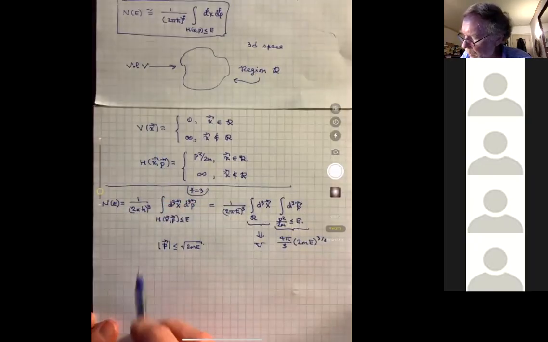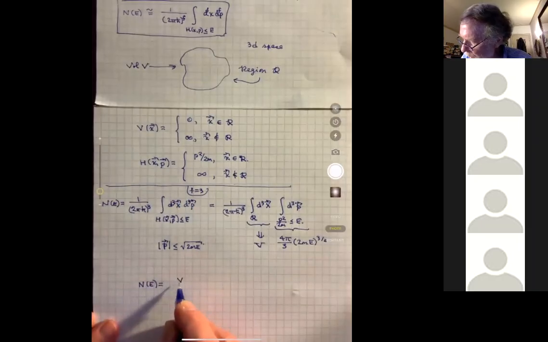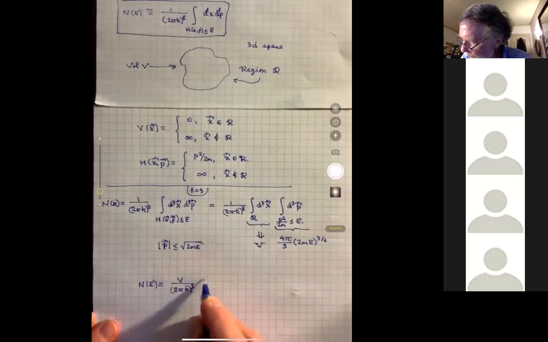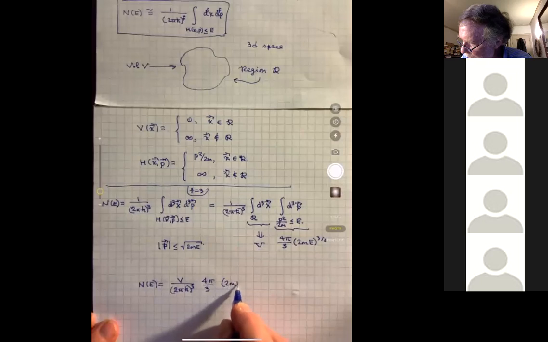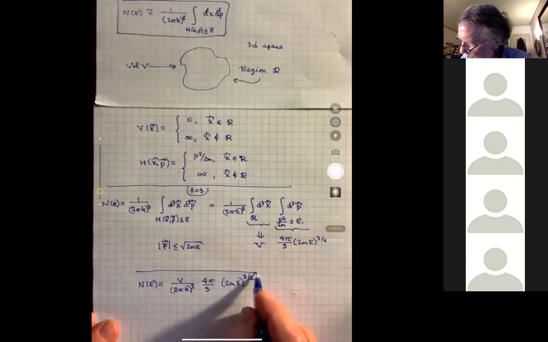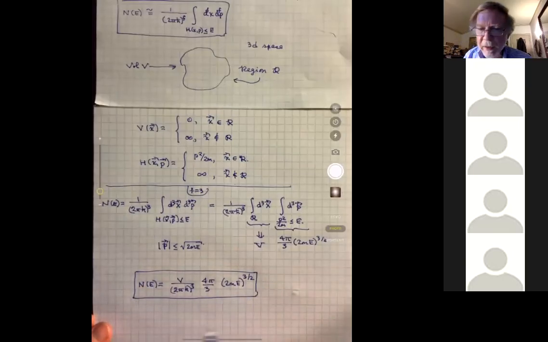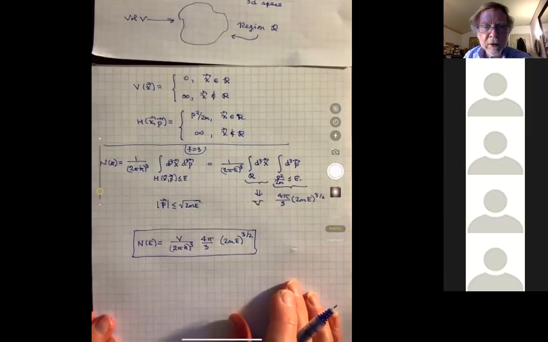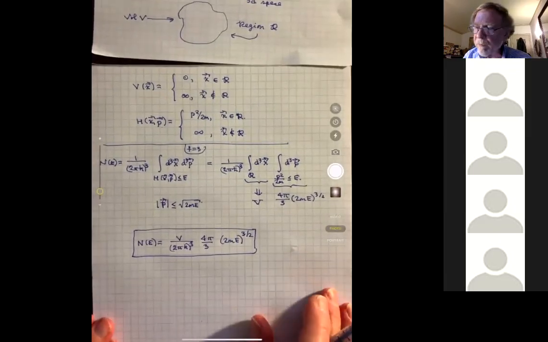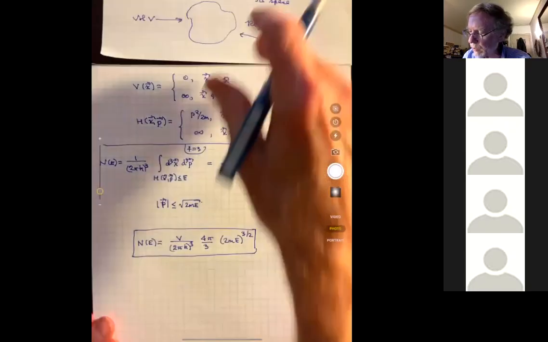And so if we put this all together, what we get is that N of E is the volume of the box divided by 2 pi h bar cubed, times 4 pi over 3 times the quantity 2mE to the 3/2 power. And let me box that because that's the answer. This shows you how easy it was to obtain this asymptotic estimate for the number of states, free particle states inside a box of more or less arbitrary shape in 3 dimensions.